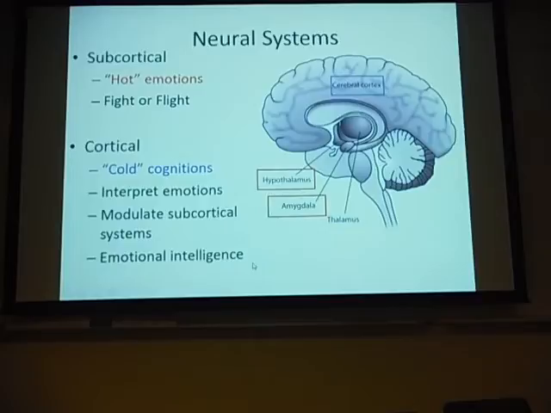And the cortex also gives us this emotional intelligence, which allows us to read a situation, to read other people, and to make emotionally intelligent decisions about how we should respond in situations. And so we'll talk about the cortical aspect a little bit more when we talk about prefrontal cortex.